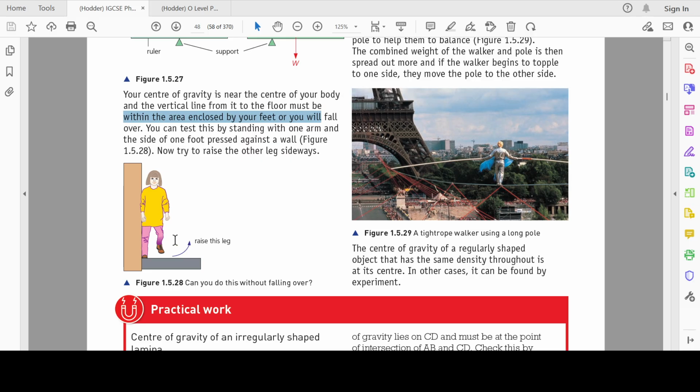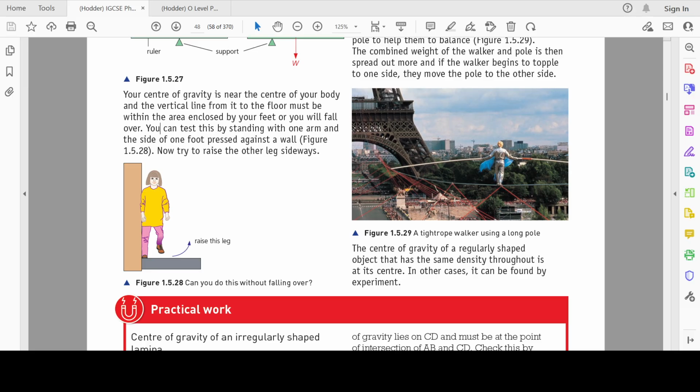And to test that, you stand with one of your feet and your arm pressed against the wall, and then you raise your other leg and you will fall over to the side. Okay, now what do they mean by the vertical line from it to the floor must be within the area enclosed by your feet or you will fall? What do they mean by that? That is a matter of stability, which they discuss right after this, and so for the purpose of clarity I will discuss it now.